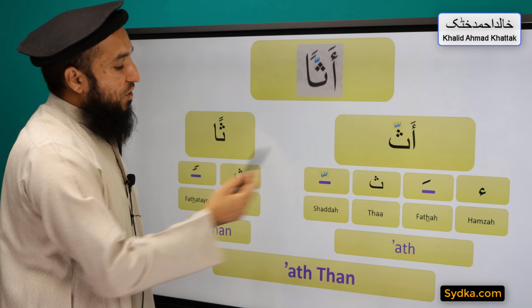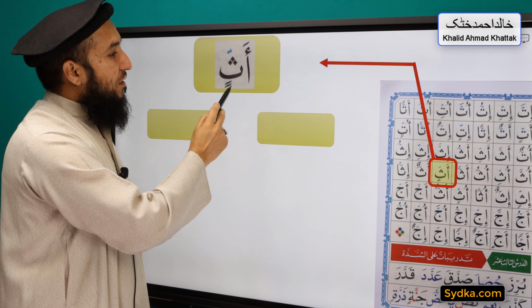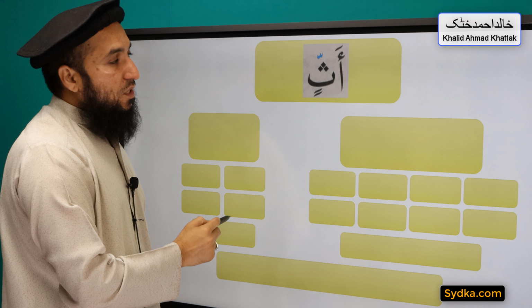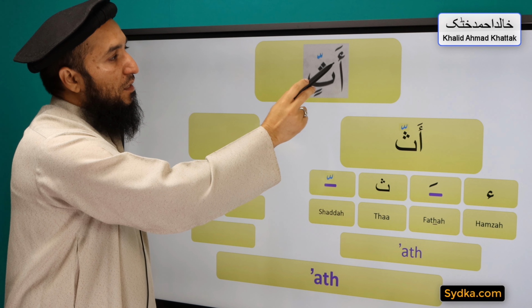The next word we have is athin, and it can be divided into two syllables. The first syllable we have is hamza, fatha, tha, shadda, ath. Hamza is a light letter, it has fatha on top of it, it is followed by tha, tha has a shadda. This alif is silent and it is used as a shape for hamza.